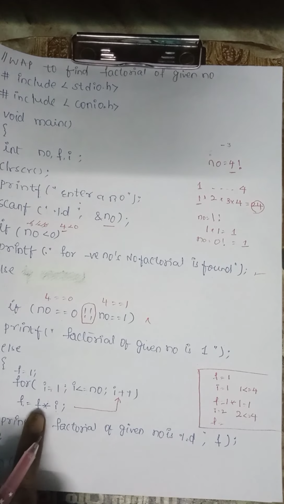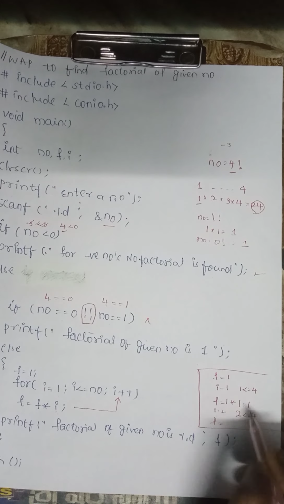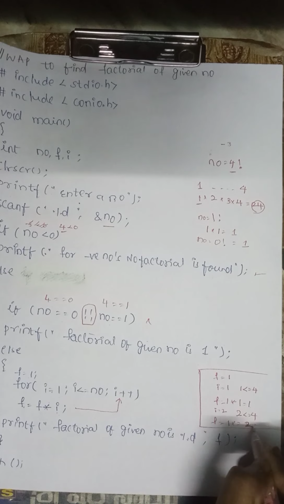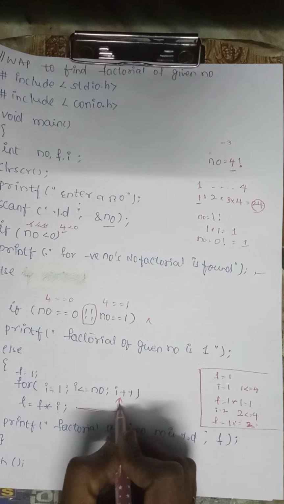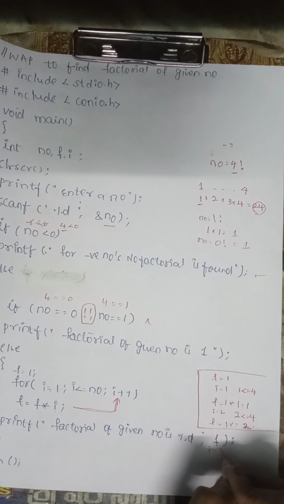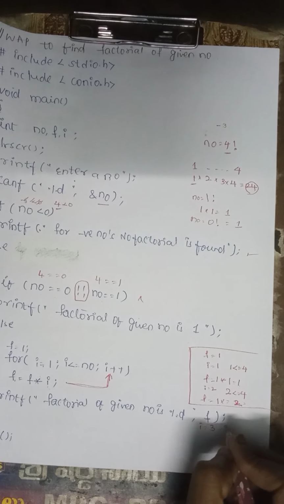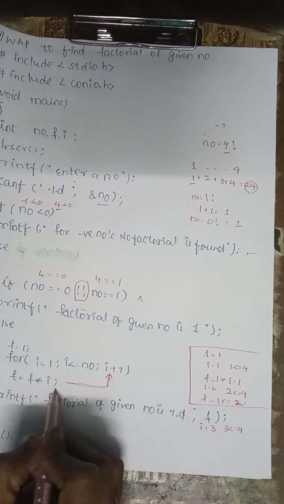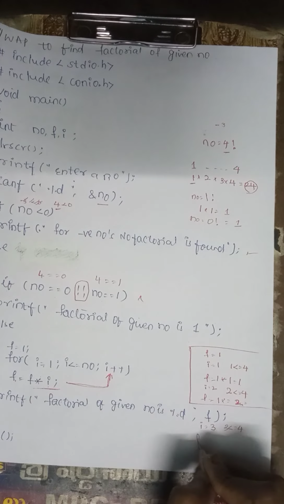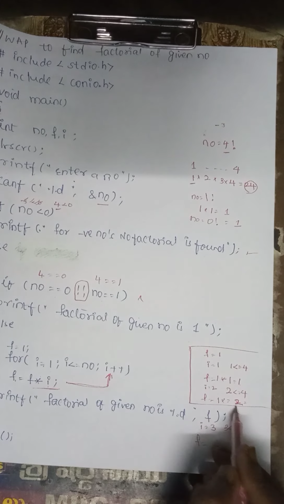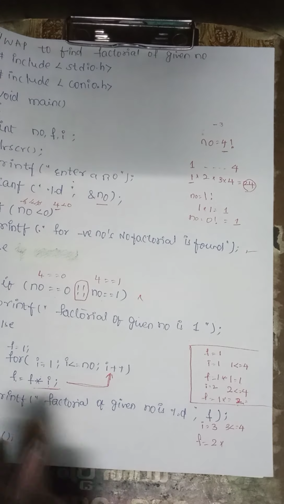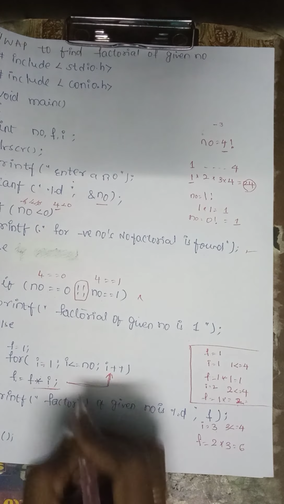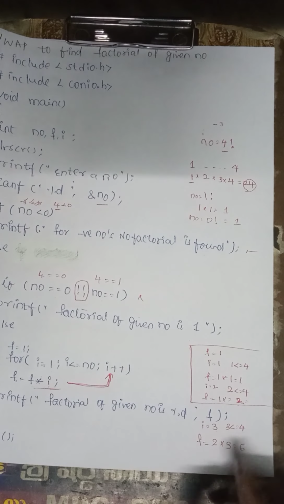If yes, what will happen? f is equal to f into i. Previously the f value is 1, and now the i value is 2. Overall f contains what? 2. Again the value will be incremented. Now i will be 3. Is 3 less than or equal to 4? Yes, the condition is true, so this statement is going to be executed. Now f is equal to the old f value, that means the previous f value, into i. Currently i is 3, so overall f is 6. Again the value of i will be incremented to 4.